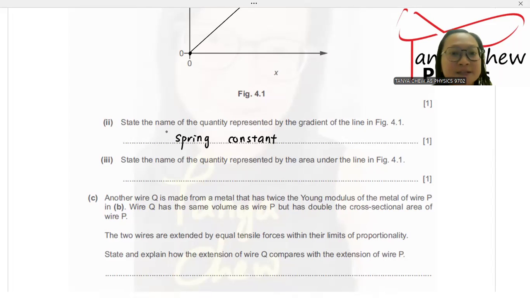And the third one, state the name of the quantity represented by the area under the line in Fig 4.1. The area under the force against extension graph is called elastic potential energy.